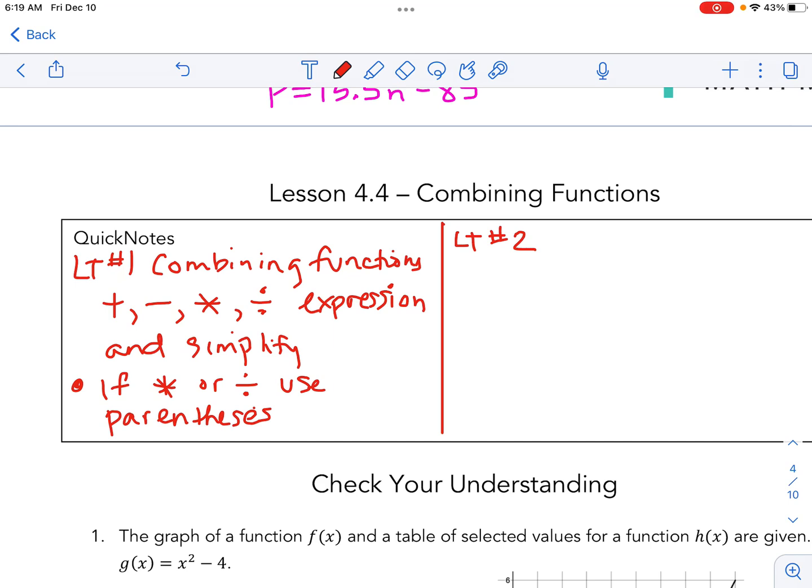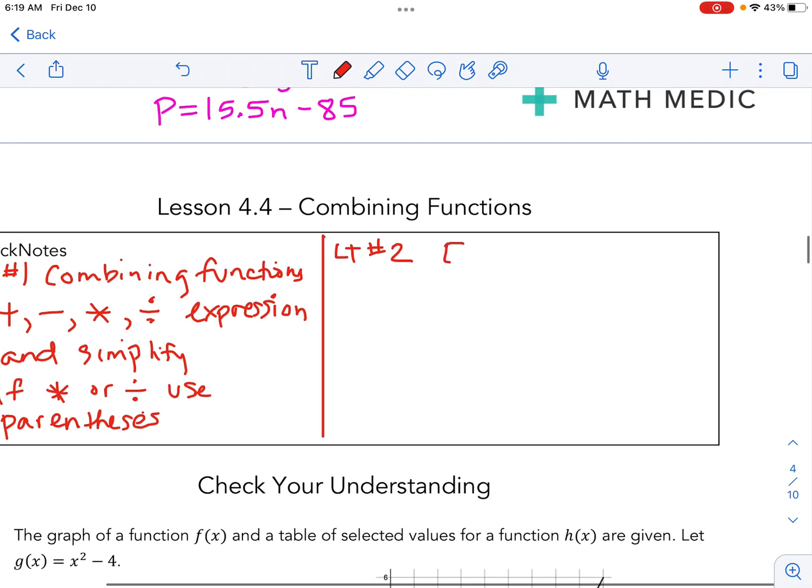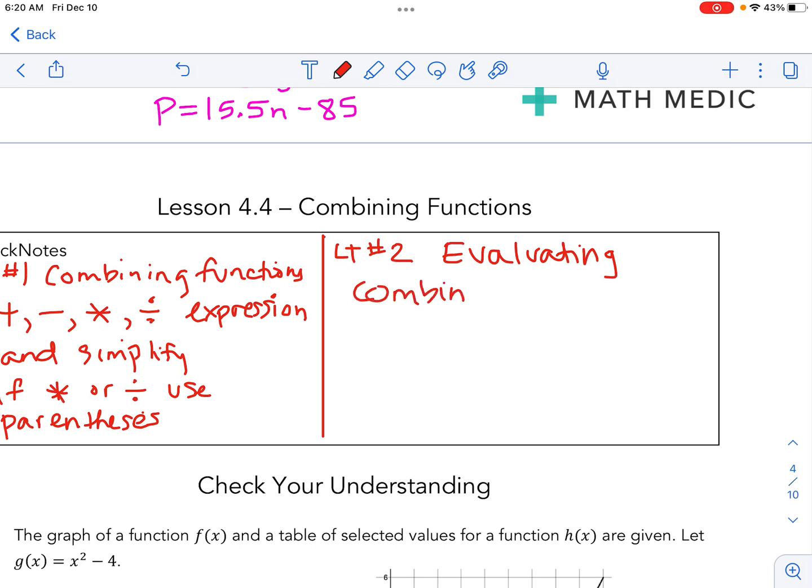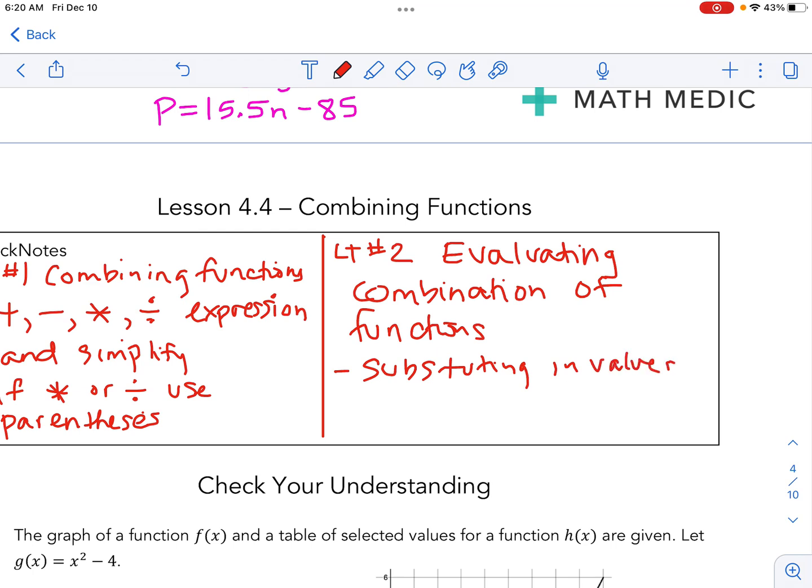There we go. Okay, so the other focus we had here, learning target number 2, is evaluating, right? We came up with lots of functions and we evaluated those functions or those expressions. When we evaluated the combination, we used that combination and the original functions themselves. So that involved substituting in values, right?